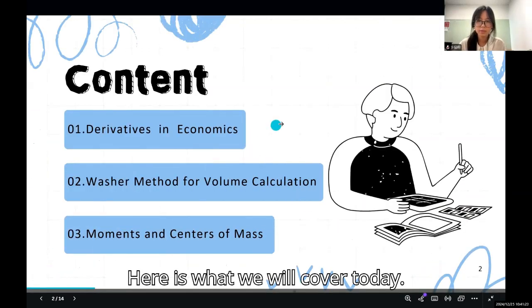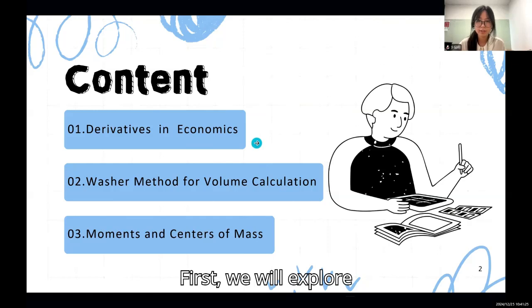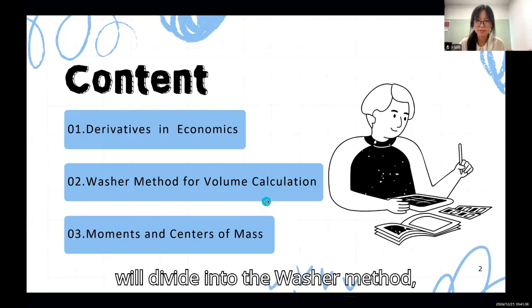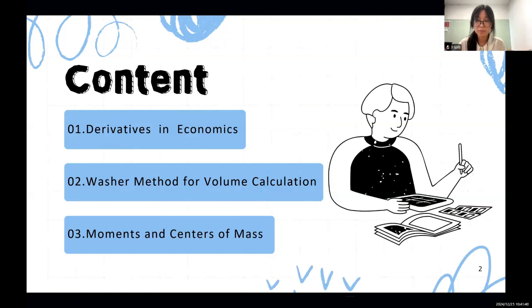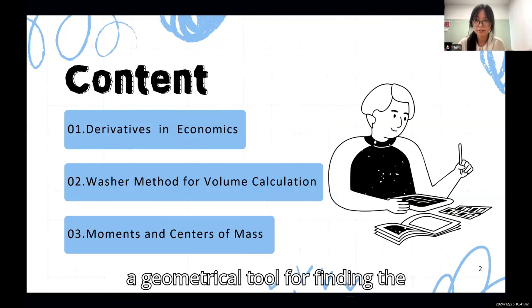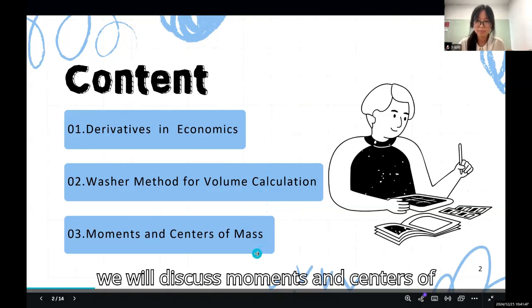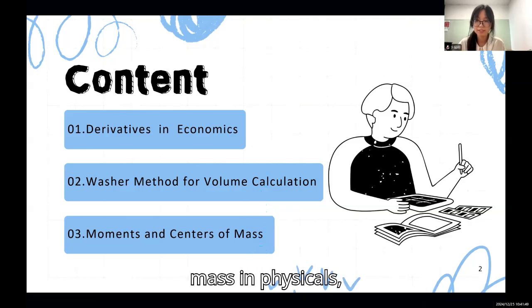Here is what we will cover today. First, we will explore derivatives in economics, how businesses use calculus to optimize production and maximize profit. Next, we will dive into the washer method, a geometrical tool for finding the volume of 3D solids. Finally, we will discuss moments and centers of mass in physics, essential for understanding balance and rotational forces.